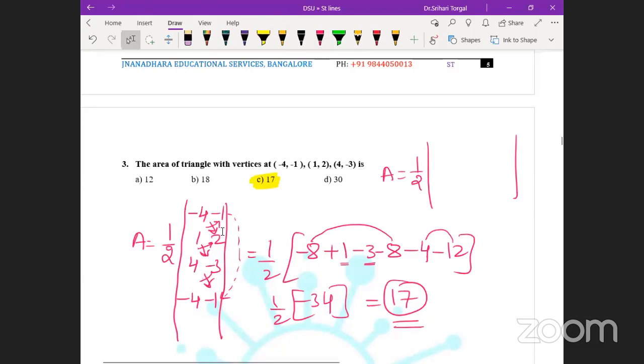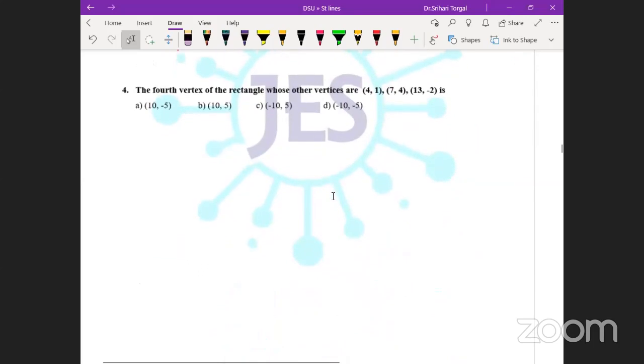So this technique, what I have suggested now, you can apply for any number of points. That is, you can find out the area of a quadrilateral also. Okay. Right. Let's move on to the next question.